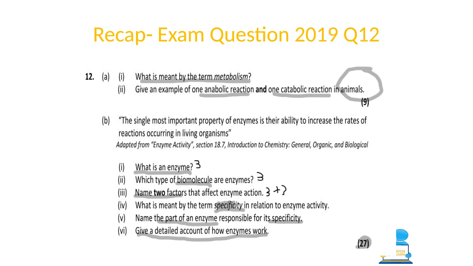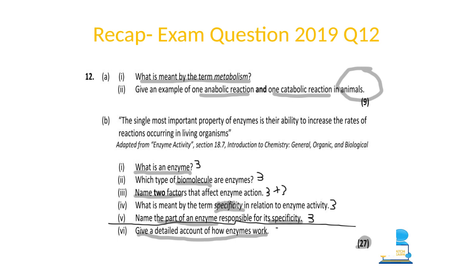Which means that for these last 3 parts, there's 15 marks somewhere. So what is meant by the term specificity in relation to an enzyme activity? Again, that's very closely related to what is meant by an enzyme. It's a definition, so again, we're going to give 3 marks here. And name the part of an enzyme responsible for its specificity. Again, we're going to give 3 marks. So if I add these up, that's 3, 6, 9, 12, 15 and 18 marks for the first 5 parts of that question, which means that I still have 9 marks to get my full 27.